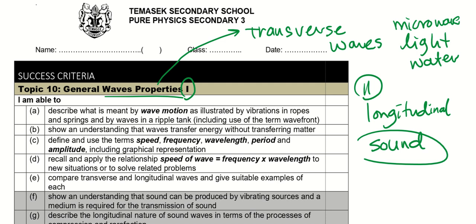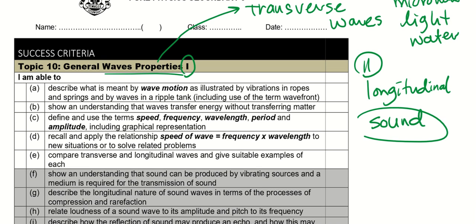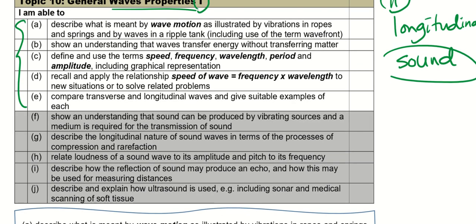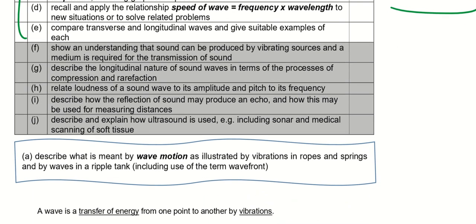Okay, let's continue. These are the success criteria for part 1, A to E. I have already blocked out the rest, the grayed out ones. They will appear in general wave property 2. So these are the 5 success criteria you need to know. Let's see how far we can go. We are left with about one more hour.